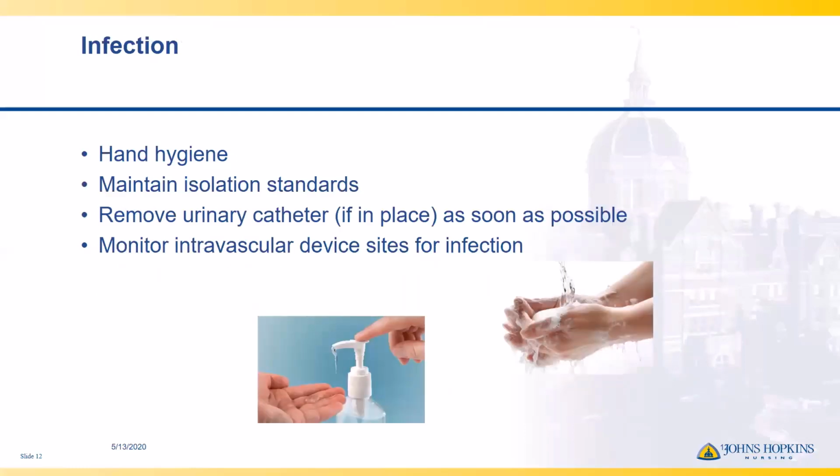We want to make sure we prevent our patients who have had a stroke from having an infection, right? We don't want to have their temperature get too high. So we want to make sure we're doing adequate hand hygiene. We want to maintain isolation standards as appropriate. And we want to remove any urinary catheters or invasive intravascular devices as soon as possible to prevent them from getting an infection.